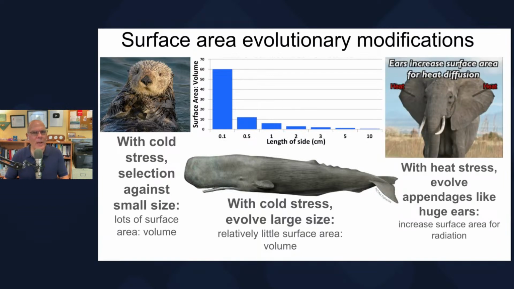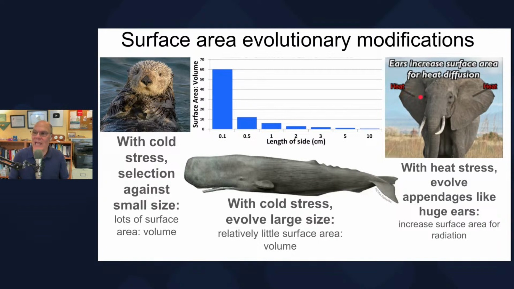Now, think about another aspect of this. The largest mammals are elephants. They're huge, and being huge, they have relatively little surface area compared to their volume. But for them, that's a problem. Why is that a problem? Because they live in a hot environment and they need to be able to radiate heat into the environment.